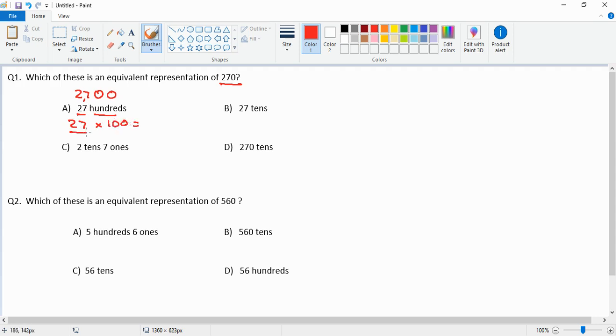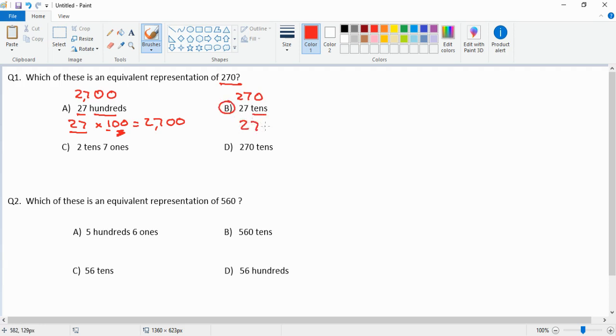When you multiply 27 times 100, think 27 times 1 is 27. There's the two zeros I left out there, add them back in. Well, that's not 270. For B, 27 tens, again, copy the number. When you see the word tens, just swap it for 1 0. And there we see it's 270.